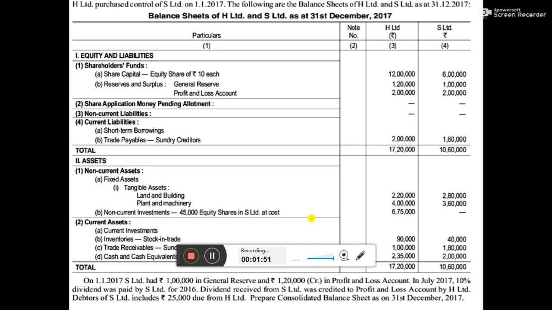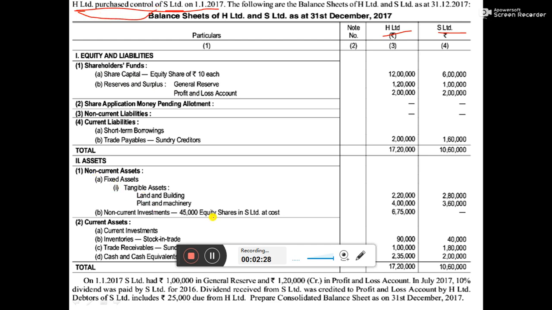Problem number 8. This is the balance sheet given with problem number 8. If you see the balance sheet, there are two companies, H Limited and S Limited. H Limited has purchased control of S Limited as on 1st January 2017. 1st January 2017 will be called the date of acquisition, and H Limited purchased control of S Limited, which basically means that H Limited is the holding company and S Limited is the subsidiary. We have to see how many shares have been taken by H Limited in S Limited.